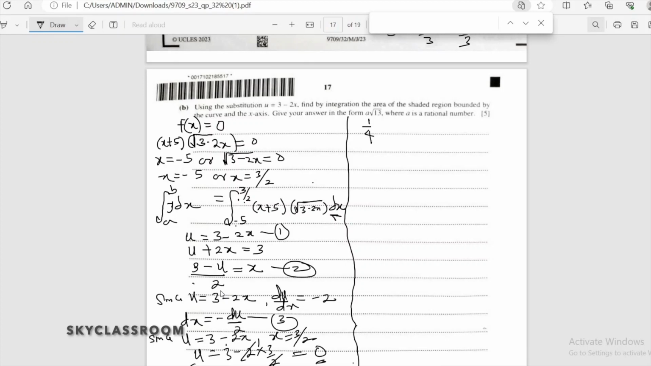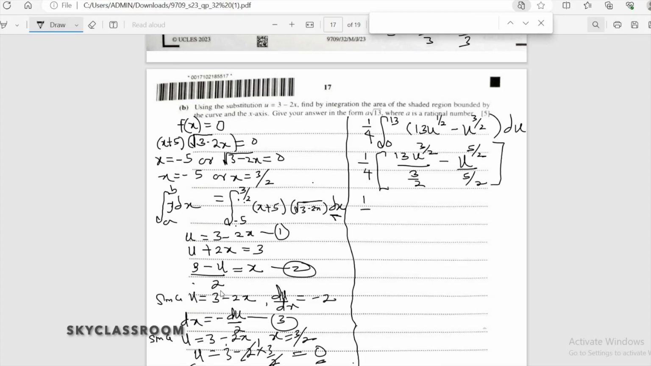1 over 4 integral 13 to 0. When you open the bracket, that's 13 u to half minus u 3 over 2 du. So 1 over 4. Now let's integrate. When we integrate, we have 13u raised to the power 3 over 2 all over 3 over 2 minus u raised to the power 5 over 2 over 5 over 2.